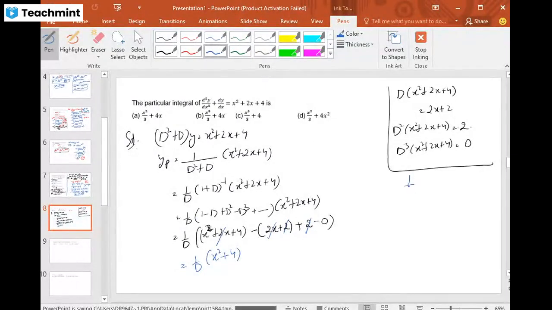And what is 1 upon D of r(x)? This is the integral of r(x). The integral of x square plus 4 is x cubed by 3 plus 4x. So x cubed by 3 plus 4x. It means that this is the correct answer.